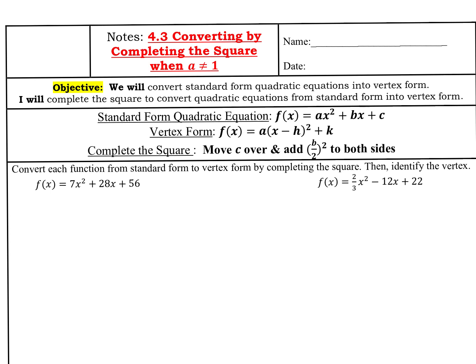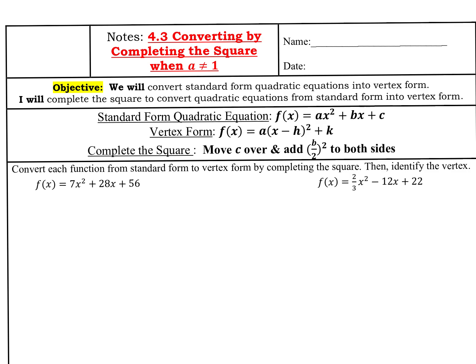Welcome to the 4.3 converting by completing the square when a does not equal 1 notes. In this section, we're going to take a function that is in standard form, in the form of ax squared plus bx plus c, and convert it to vertex form. We're going to do that by using the complete the square method.